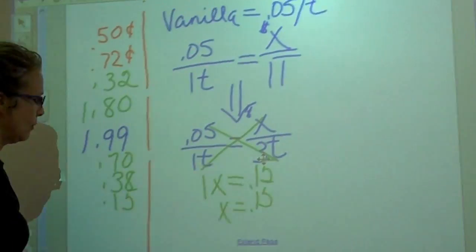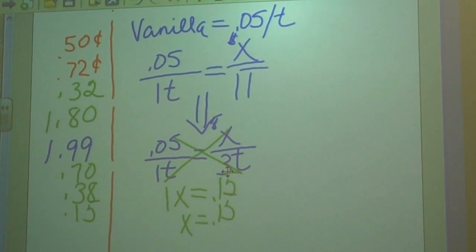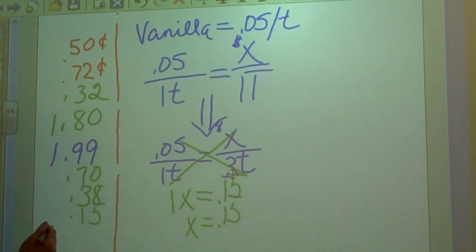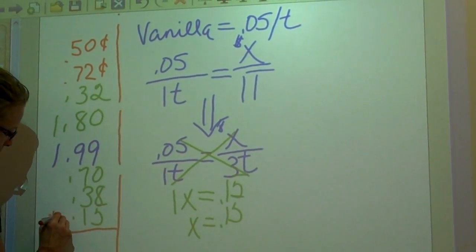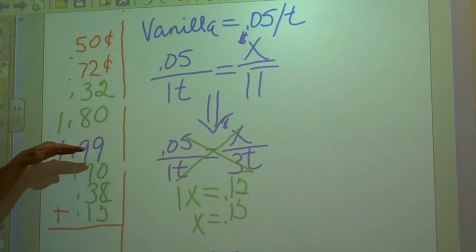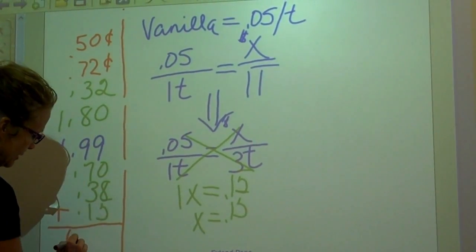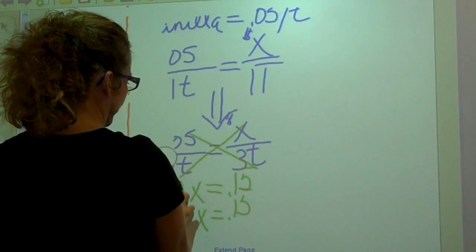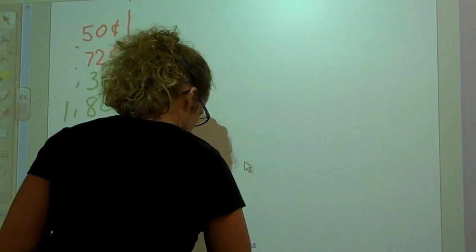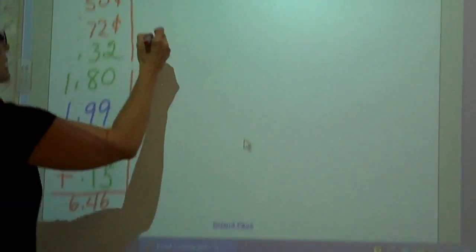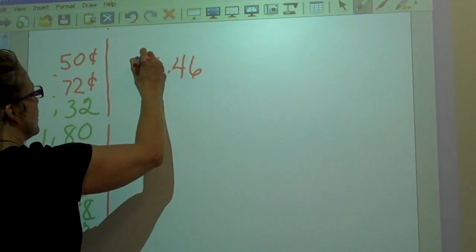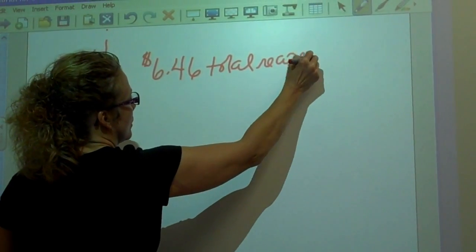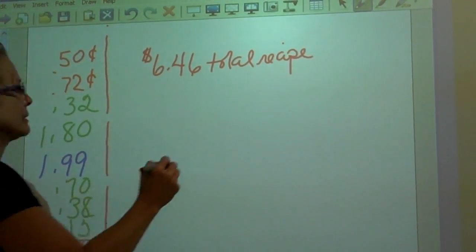All right, now, these are all of our ingredient prices. So to get the recipe cost, we're going to add all these up. And that'll be how much every ingredient costs. And when you add these up, you get $6.46. All right, now I'm going to give us a little bit of room over here. I'm afraid to touch anything. All right. $6.46 is our total recipe. Okay, that's the total recipe cost.